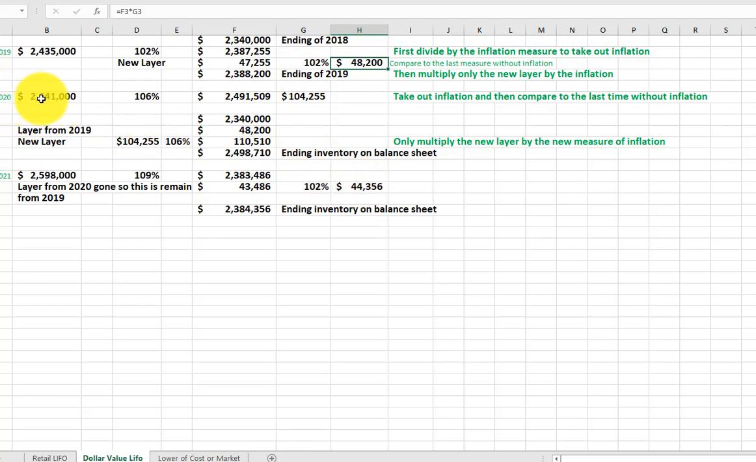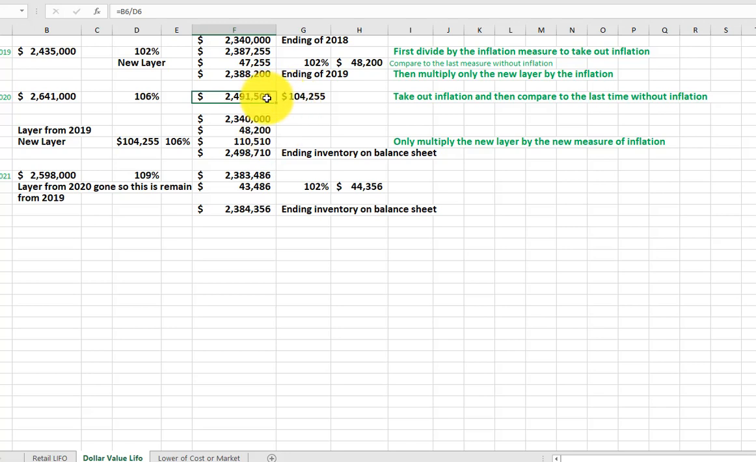So for 2020, we have our new number for inventory. We divide by the new inflation. Now that we've had 2 years since our reference point, the inflation rate obviously is more, so we divide by 106. We get this number here, 2,491,509.